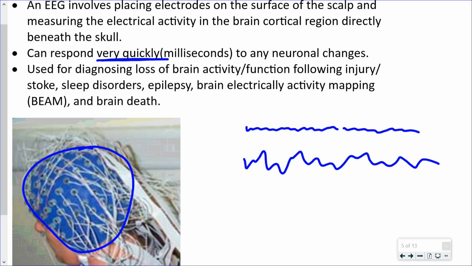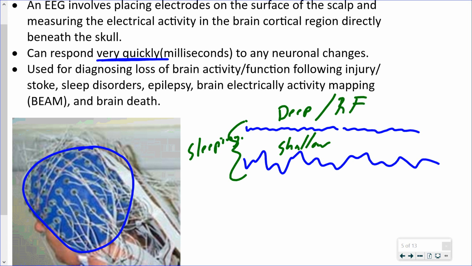So this one here, or both of these perhaps, might be when the person is sleeping. This might be a pattern that you see if the person is under deep sleep. This one here might be more of a shallow sleep. Deep sleep, sometimes referred to as REM sleep for rapid eye movement. When they're awake, it might be a completely different pattern. Maybe we see a pattern that kind of looks like this if the person is awake.